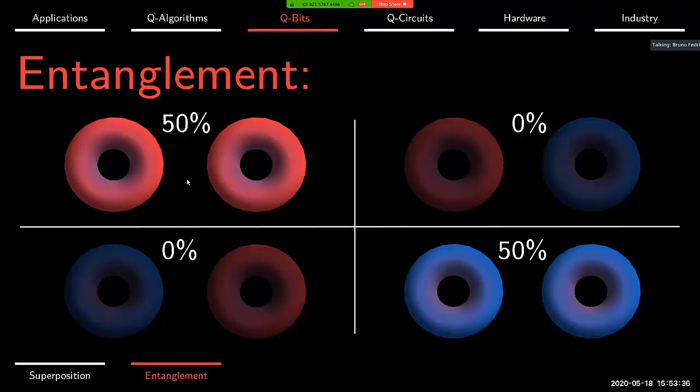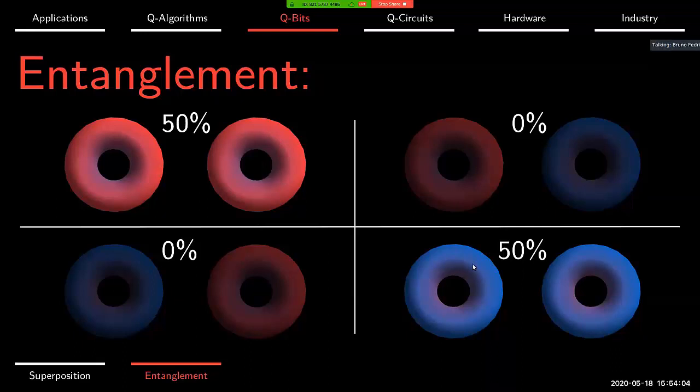When you perform a measurement on the system, suppose that you obtain red for the first subsystem. So the first donut is measured in the red configuration. Then you don't need to measure the second donut because you already know the second donut will also be in the red configuration. So entanglement is all about correlation. When you measure the first one, you already know the result on the second one without measuring it.